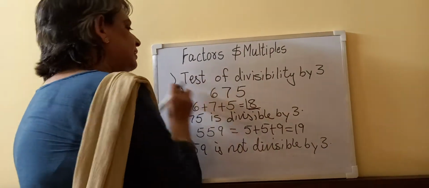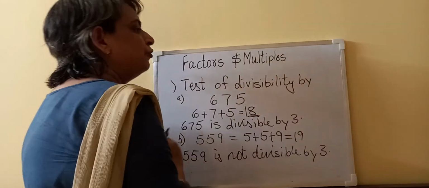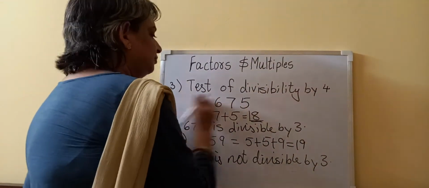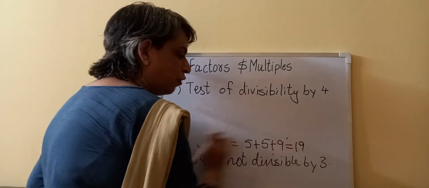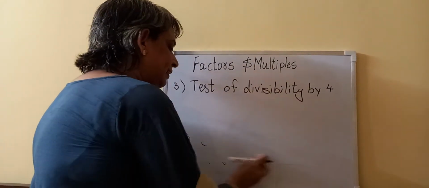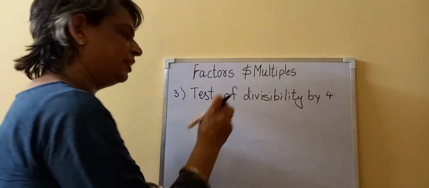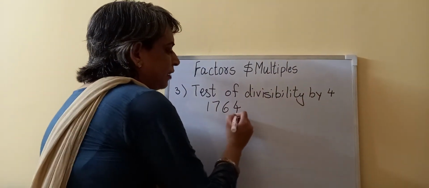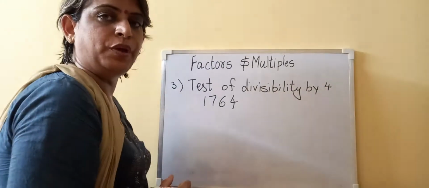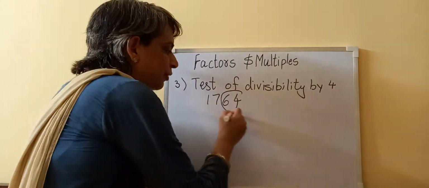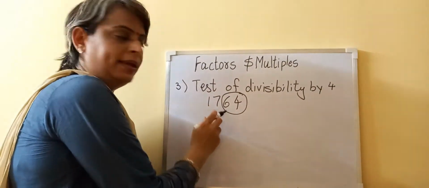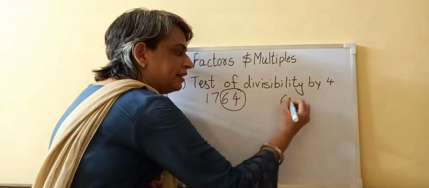Now the next one is the test of divisibility by 4. For 4, what you are going to do is take the last 2 digits of a number. Okay children, last 2 digits means, suppose I have written here 1764. So what number are you going to take? You are going to take only 64. You will not take 17. Okay, 64.